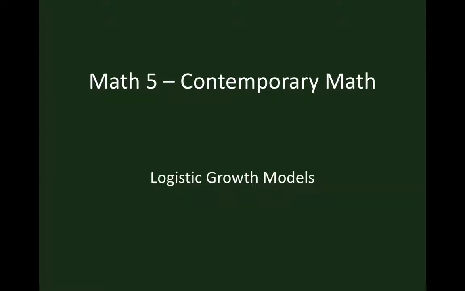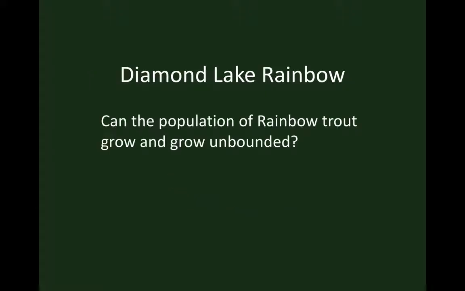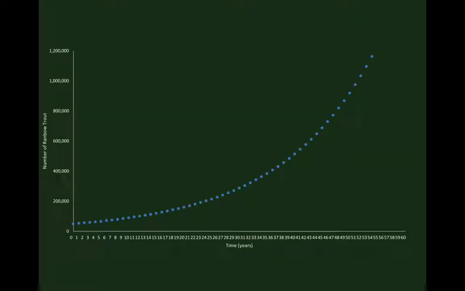In this video, I will be demonstrating logistic growth models. Let's go back to the Diamond Lake example and ask the question: can the population of rainbow trout grow and grow unbounded? This is a graph from the previous video where we were modeling the population of rainbow trout that had been reintroduced using a geometric growth model.